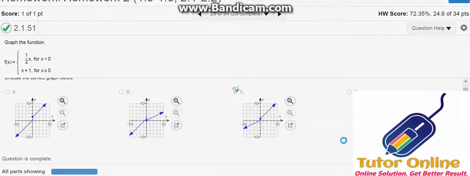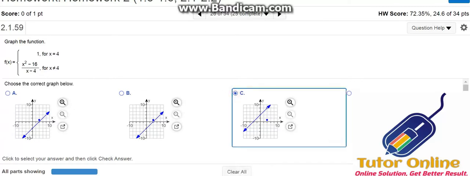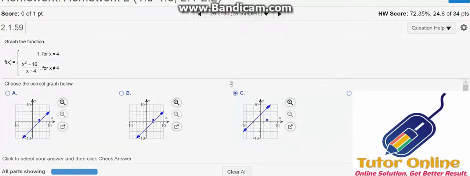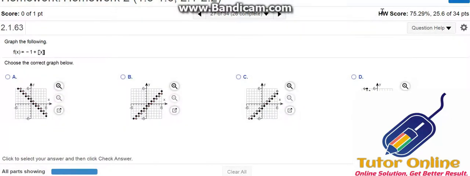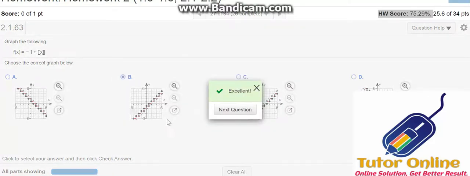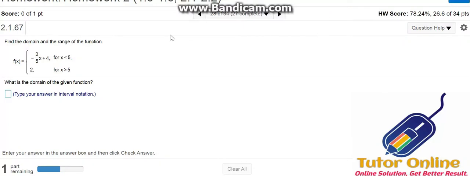Fantastic answer. So the next one is also fantastic. So 1 for x equal to 4. X is equal to 4, it's 1. So it will be all for x not equal to 4. Let's check. I think it's C or D. Okay, that's correct. Our homework score becomes 75. So minus 1 plus x. So I have to graph it. So B is the correct option. Yeah, it's B.